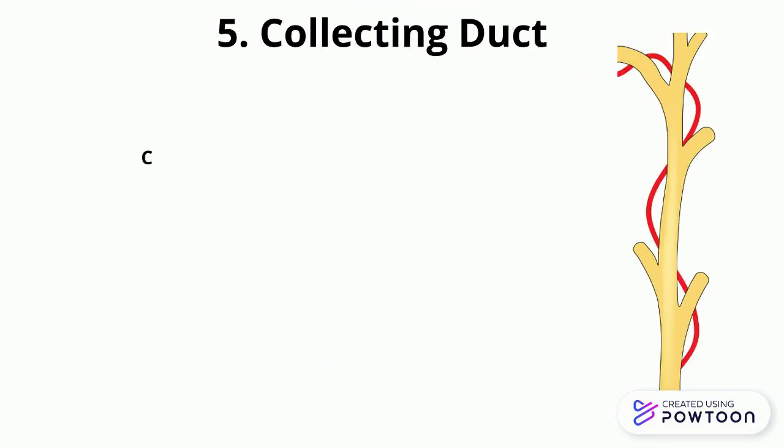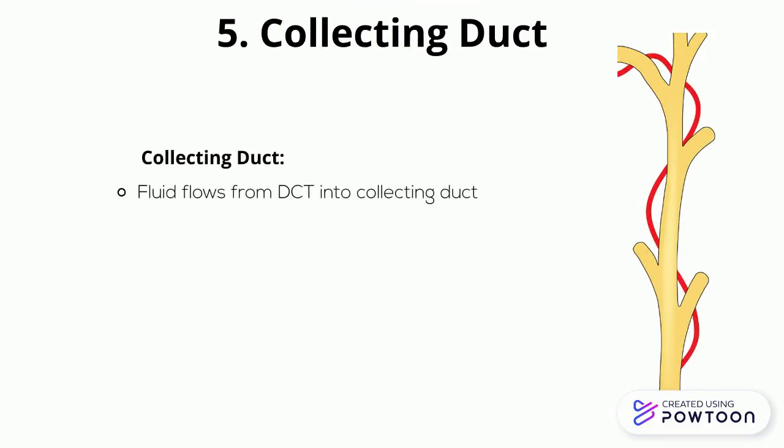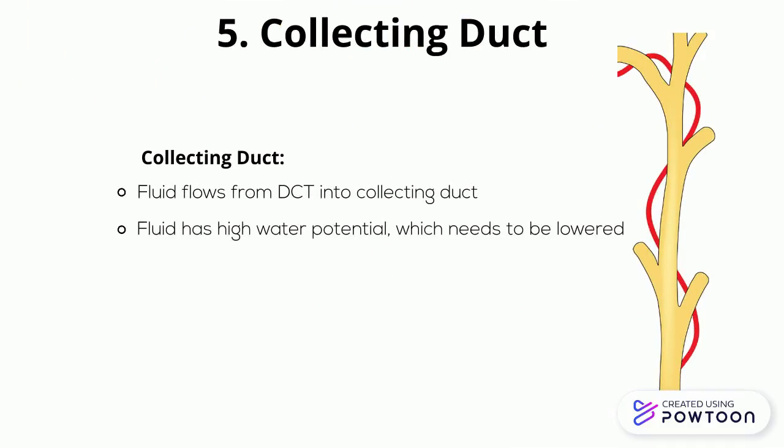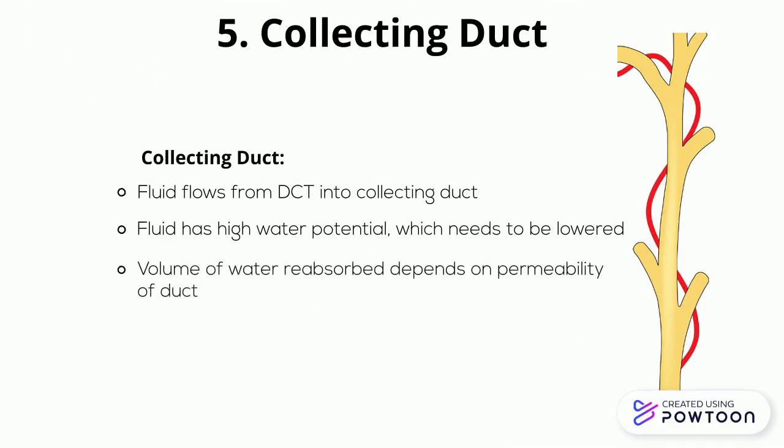Collecting duct is where osmoregulation mainly happens. Depending on the water potential of the blood, the walls of the duct either dilate and become more permeable or constrict. This adjustment is controlled by the release of ADH from the pituitary gland in the brain.